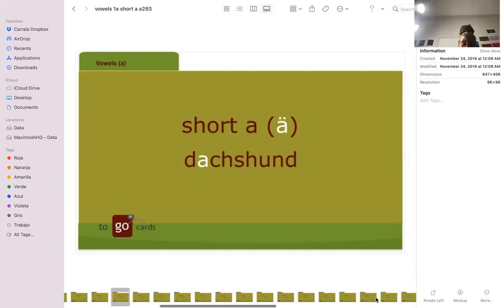We're going to move. We got a bunch here. Let's continue.